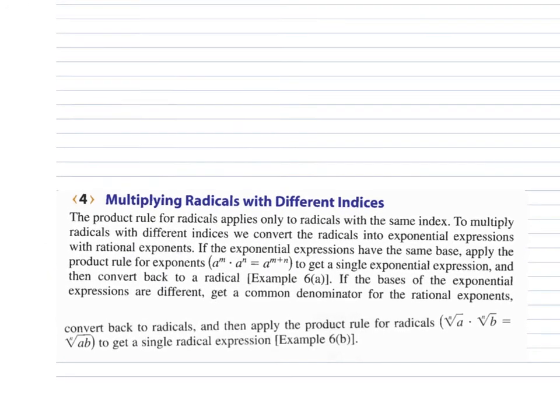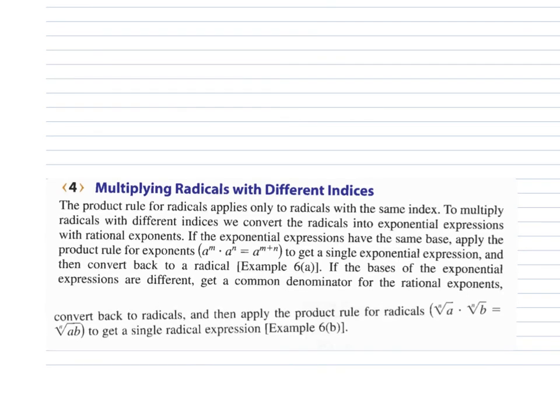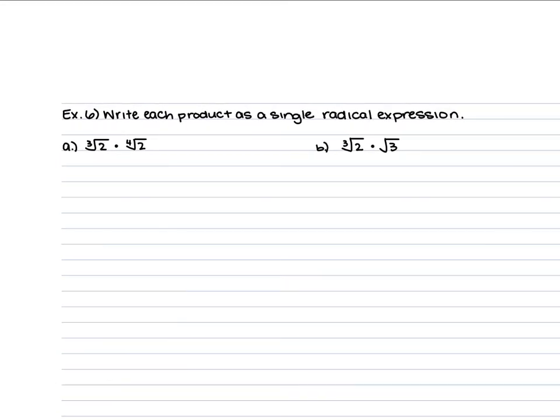For the next part of our lesson, we are going to be multiplying radicals with different indices. So with these, it's just easier to look at the example. It tells us to write each product as a single radical expression. When we do these, we're going to be given these expressions in radical form, and we're going to turn them into exponential form since we won't be able to simplify those radicals. From there, we'll work with our operations and simplify them.